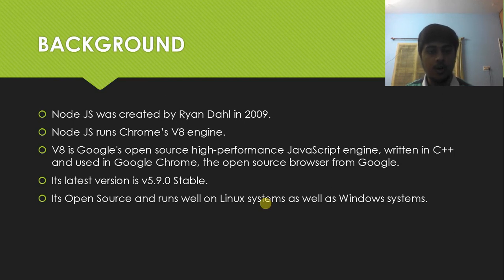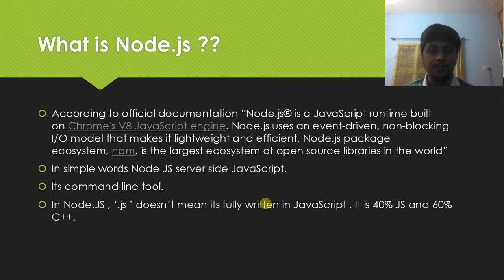Node.js runs on Chrome's V8 engine. V8 is Google's open source high performance JavaScript engine written in C++ and is used in Google Chrome. Google Chrome is the open source browser from Google. The latest version of Node.js is version 5.9.0, which is stable. It's open source and runs well on Linux systems as well as Windows systems.